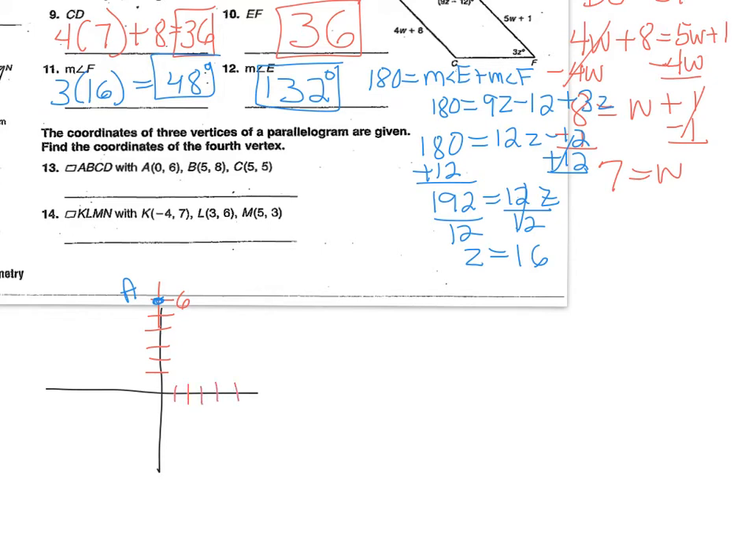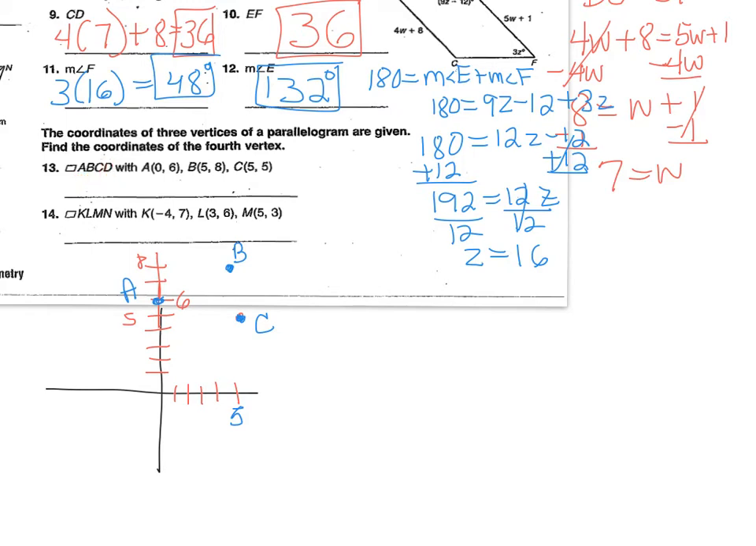The second point is 5, 8. 1, 2, 3, 4, 5, 6, 7, 8. So 5, 8. That's point B. Point C is 5, 5. That is point C. Okay, so I need to find the 4th vertex. I know it's going to be A, B, C, D. If you look at the parallelogram, I have to connect A to B to C and then to D.